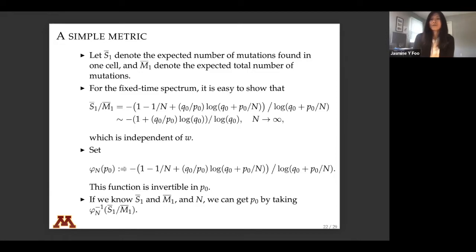And to be the expression that we've derived for S1 over M1. And so if we know S1 over M1, then we can invert this phi to obtain what we're interested in, which is P naught, which allows us to estimate P naught and W.